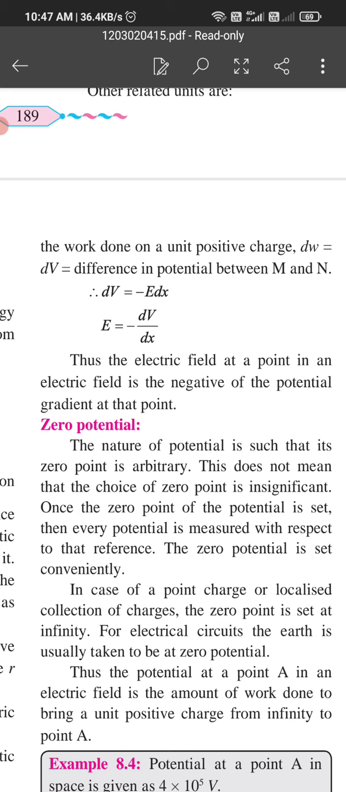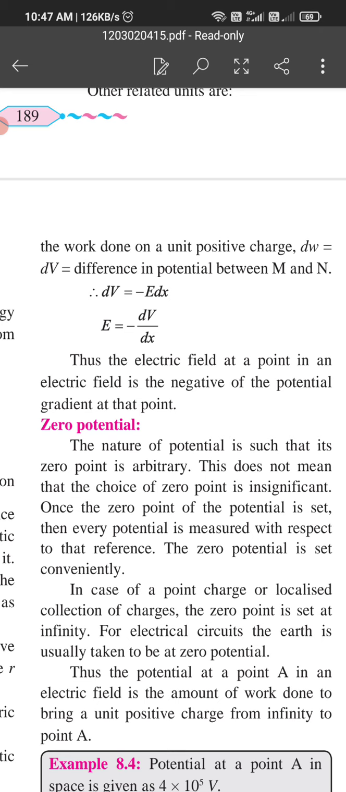Zero potential. The nature of potential is such that its zero point is arbitrary. This does not mean that the choice of zero point is insignificant. In case of a point charge or a localized collection of charges, the zero point is set at infinity.